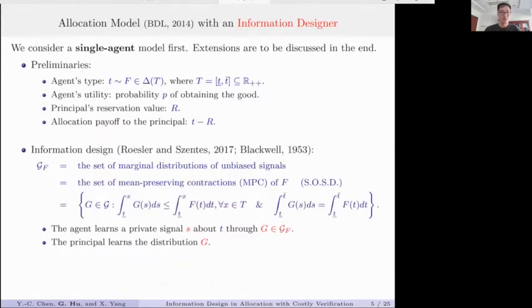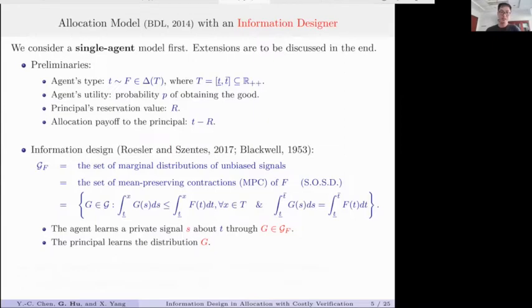According to the results of Rothschild and Stiglitz, and of course Blackwell, what kind of information could the information designer design? It's actually the set of marginal distributions of unbiased signals. So when we consider signals, we only consider unbiased signals, and we can focus on the marginal distributions without explicitly modeling the joint distribution.